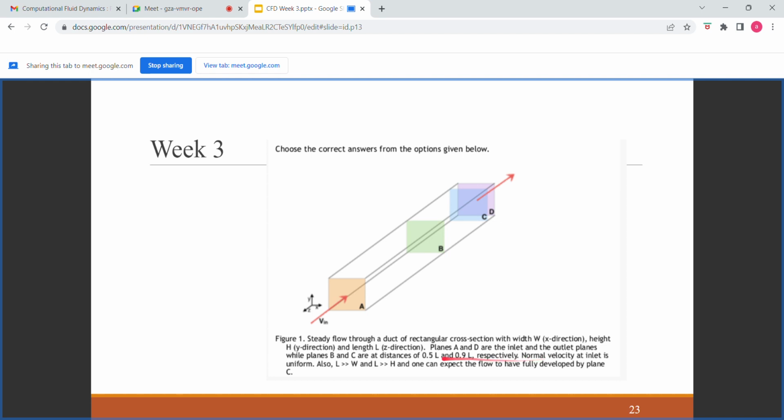Normal velocity at inlet is uniform. Also, it is given that length is very much greater than width, and also length is very much greater than height. One can expect the flow to have fully developed by plane C.